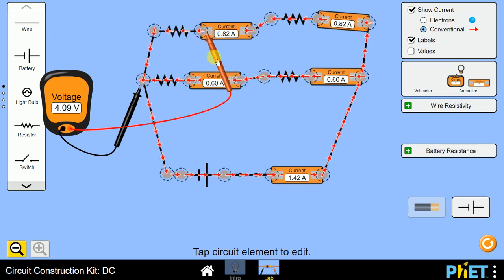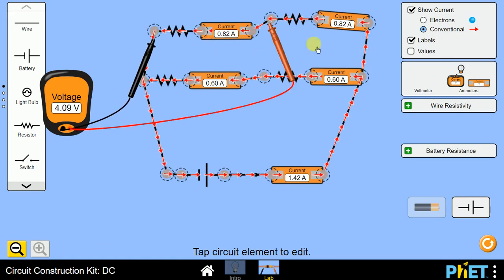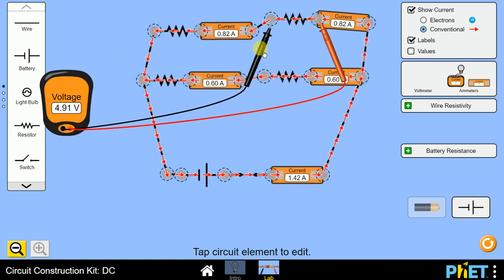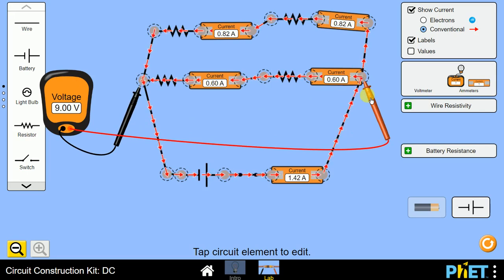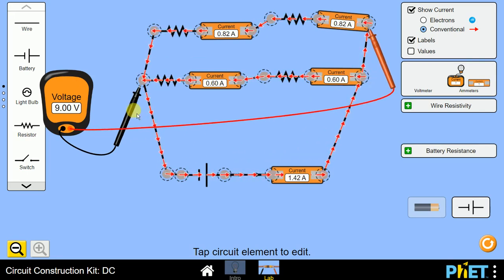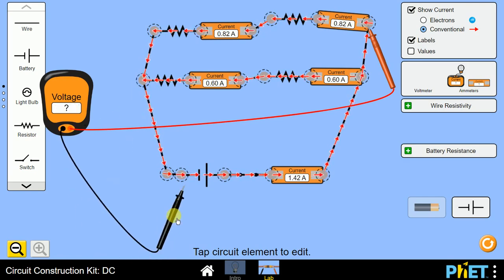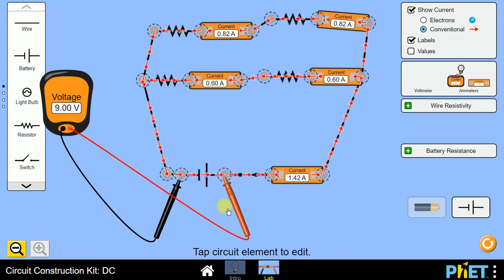Same case over here: 4.09 and 4.91. So it is different, right? But one thing, see, the potential difference between these two ends is 9, है ना? And here also it will be 9, right? So this is the thing, because the potential difference that was here and that was here is 9, right?